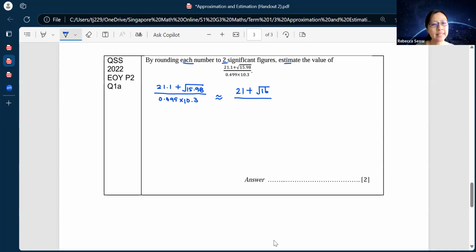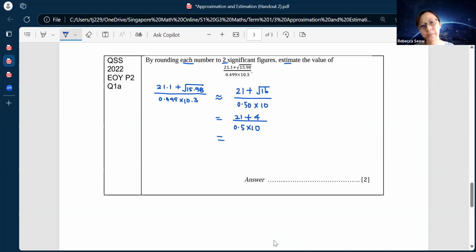0.499. Second SF will be 9 in the hundredths place. I have to round it up because the digit on its right is 9. So it will be 0.50, multiplied by now 10.3. My second significant figure is 0, but I do not round it up because the digit on its right is 3. So times 10. So from here, 21 plus 4 over 0.5 times 10.